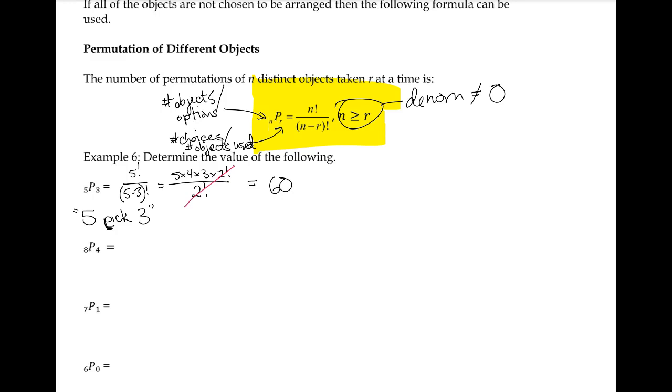So I'd have 60 options if I had 5 things to choose from. So I had 5 students, but only 3 get to be the president, vice president, and treasurer of student council. That would be an example where we would see this kind of situation.